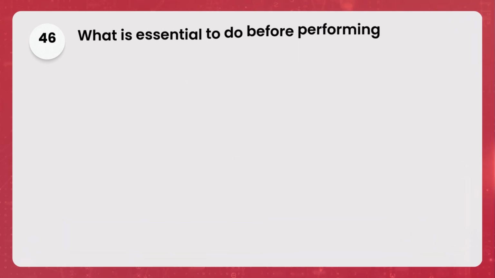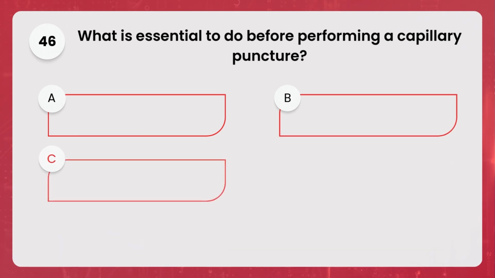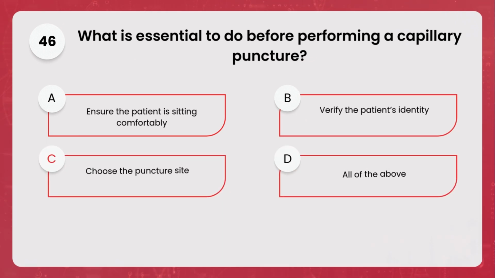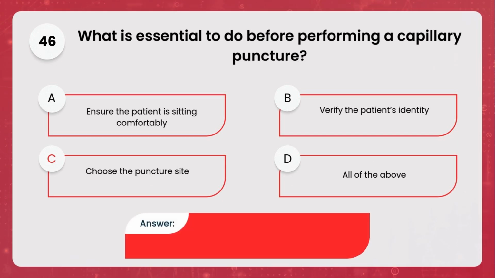Number 46. What is essential to do before performing a capillary puncture? A. Ensure the patient is sitting comfortably. B. Verify the patient's identity. C. Choose the puncture site. Or D. All of the above. The answer is D. All of the above.